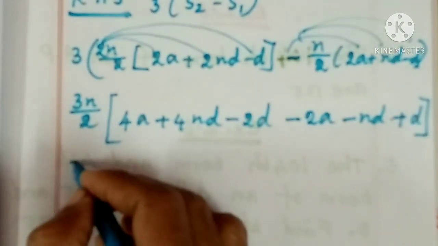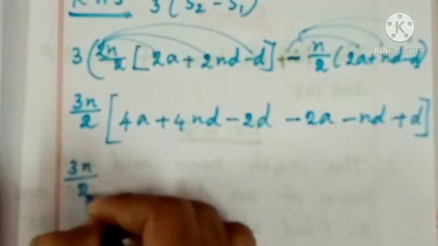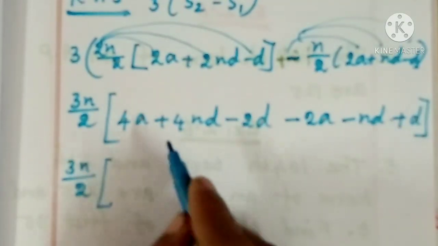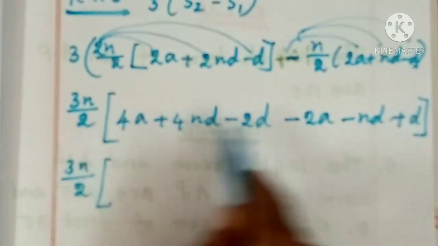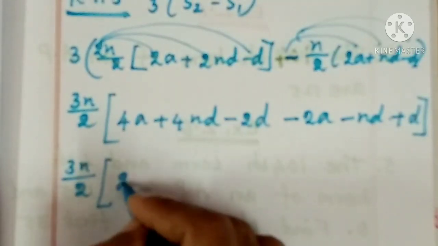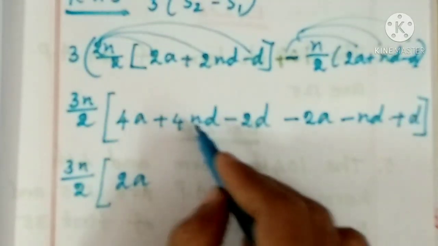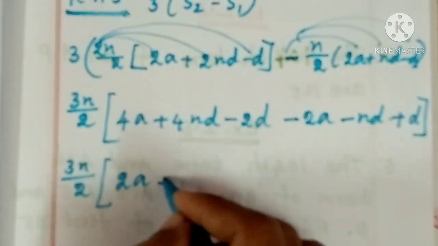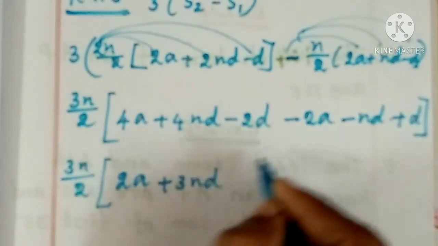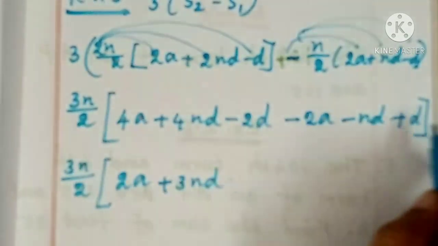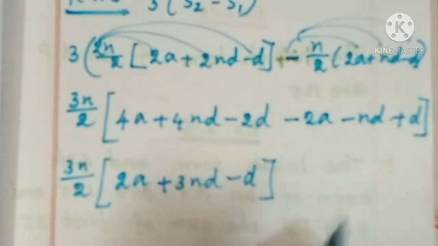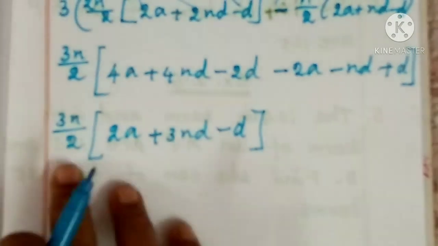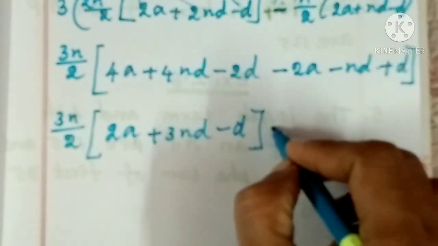It can be written as 3n by 2 into, now you have to simplify the like terms. 4a minus 2a we have 2a, then 4nd minus nd we have plus 3nd, then minus 2d plus d we have minus 1d. This is the answer for the right hand side.